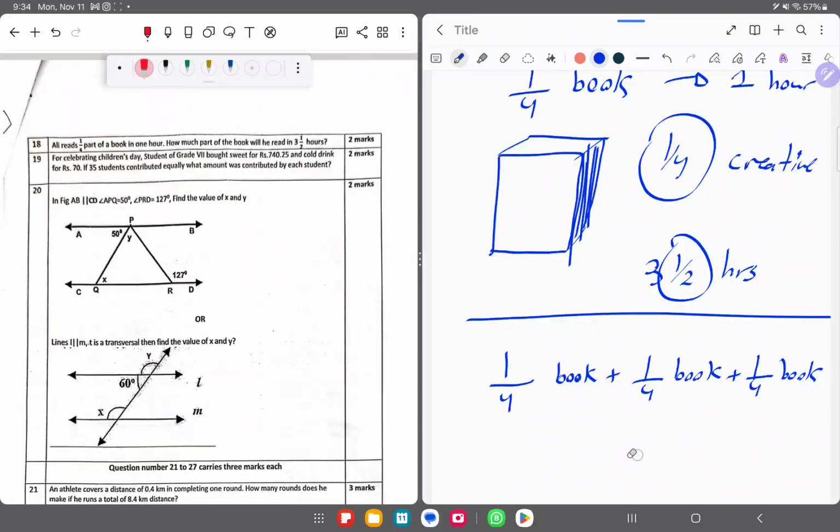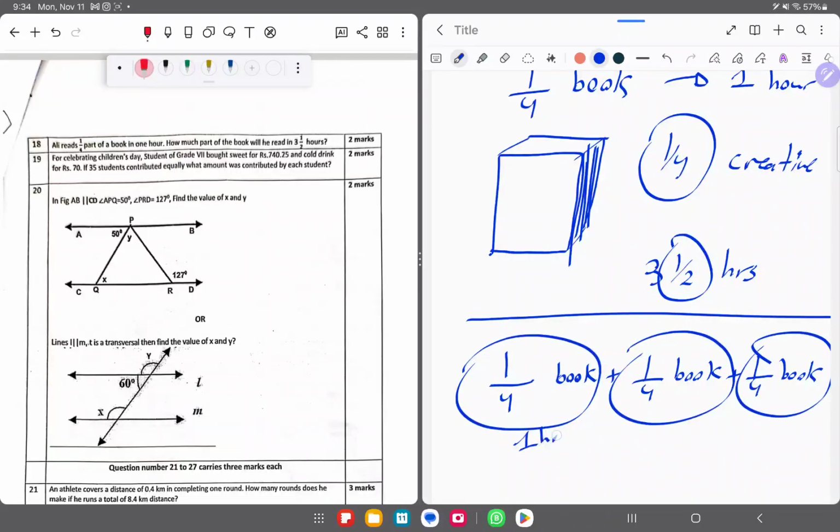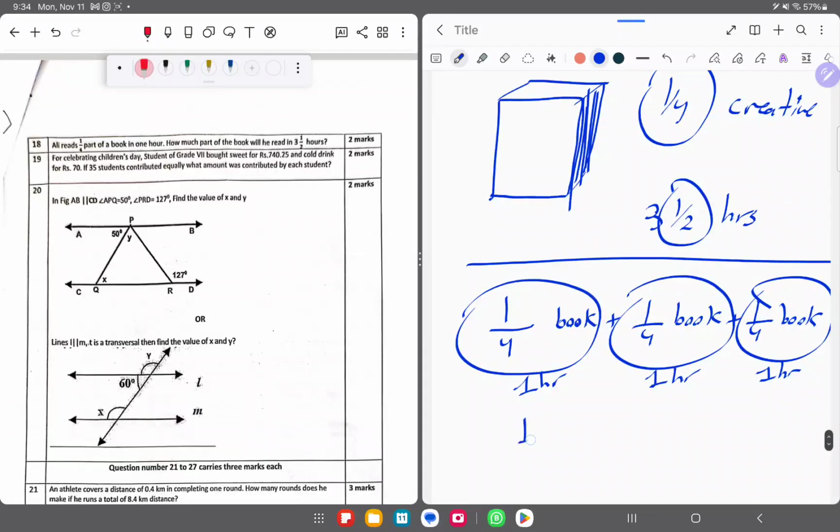Now put the half later on. This is the first one, second one, third one. This is 1 hour, 1 hour, 1 hour. And if it's very difficult to understand the half times 1 over 4, it's okay. But this is 1 over 8. No, sorry, this is just 1 over 8. So 3 hours, and this is 1 over 4 of the book. 1 over 8, 1 hour, 1 hour, and this is half an hour.